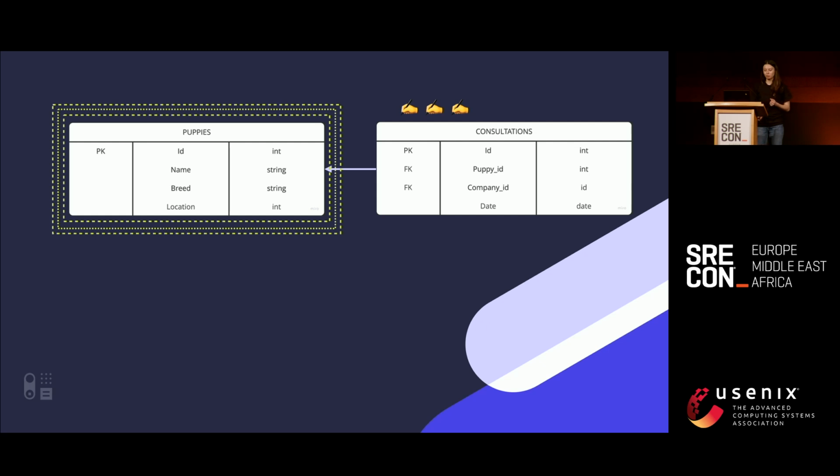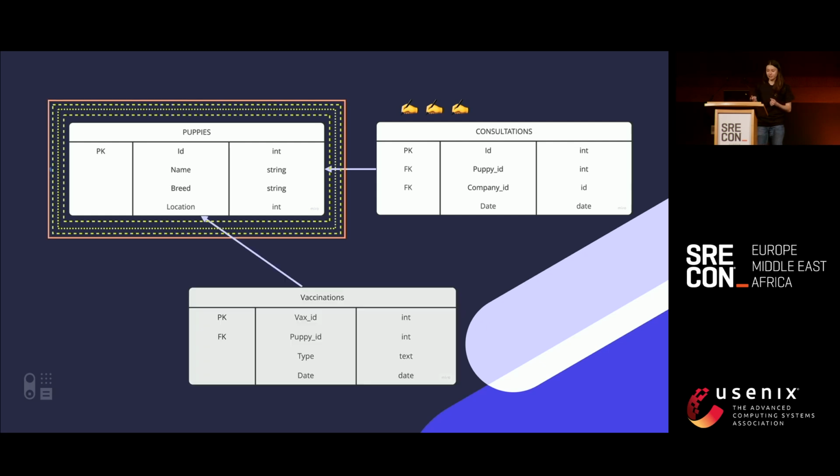But now what I'm going to do is add the vaccinations table. That's going to request an exclusive lock on the puppies table. And now, because I already have some transactions that are holding locks on that table, I'm not able to acquire that lock straight away. So it will be pending.